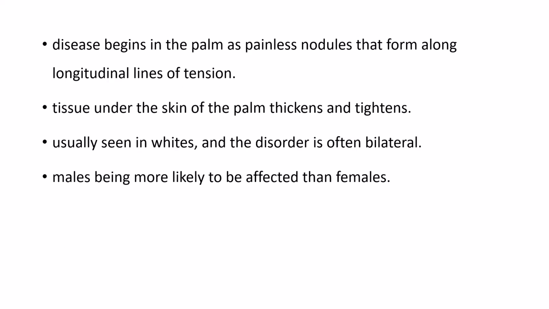The disease begins in the palm as painless nodules that form along longitudinal lines of tension. The tissue under the skin of the palm first thickens and then tightens, leading to Dupuytren contracture. Usually seen in whites, and the disorder is often bilateral, with males being more likely to be affected than females. So this condition is mainly seen in whites, is bilateral, and is most common in males.